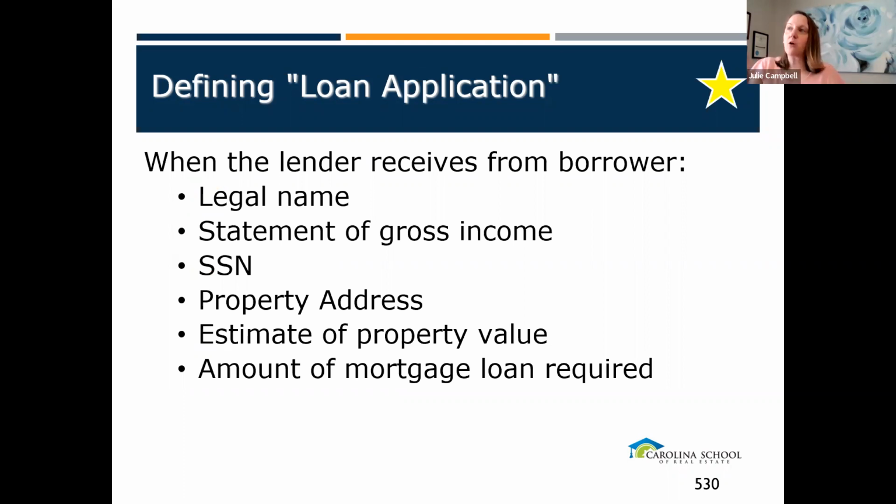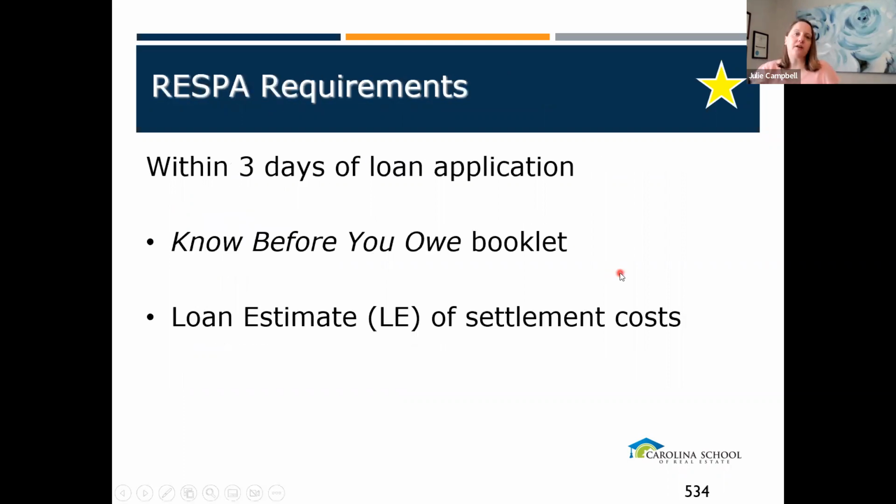And RESPA has some requirements on the lender. They say within 3 days of loan application, the lender needs to send the borrower a know before you owe booklet. This goes through the process of buying a home, encourages the buyer to shop around for services, like, for example, the home inspector. And also within 3 days of loan application, the lender is required to send the borrower a loan estimate.